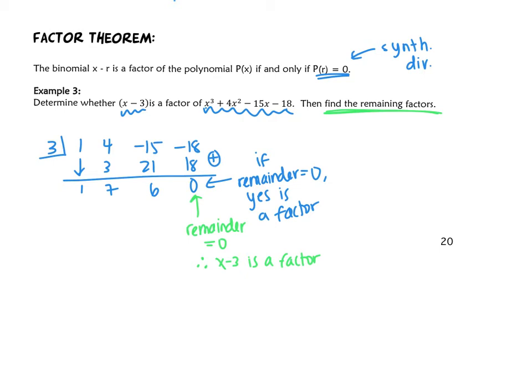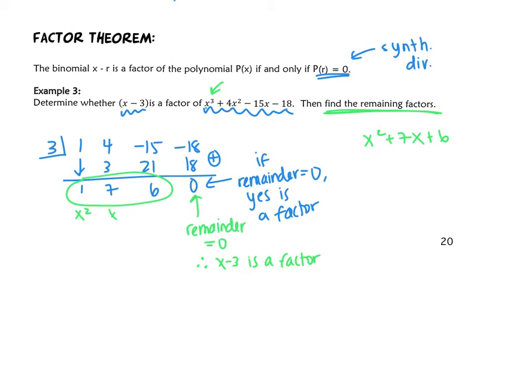So as a review, looking at these numbers here, the 1, 7, and 6, if this is an x cubed, our quotient when we divide will always be 1 less. So what we have is x squared plus 7x plus 6.